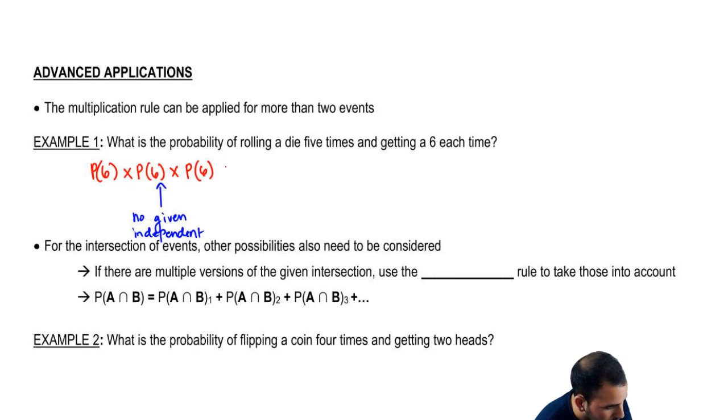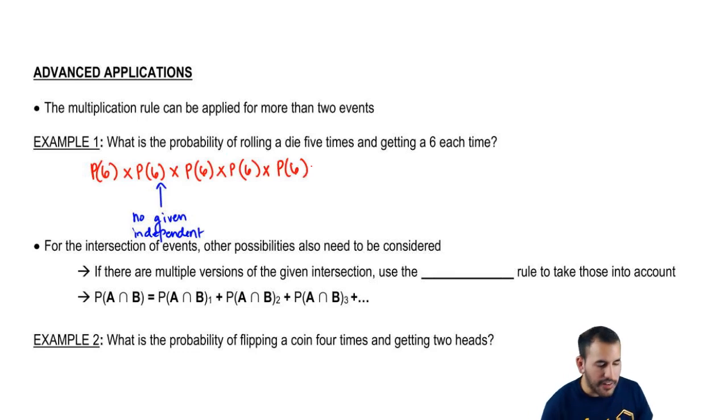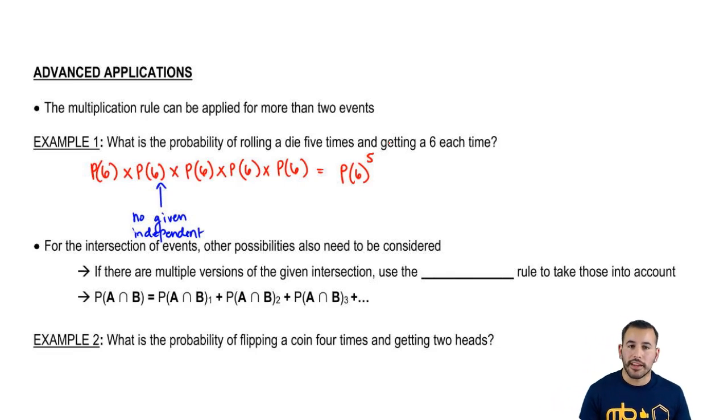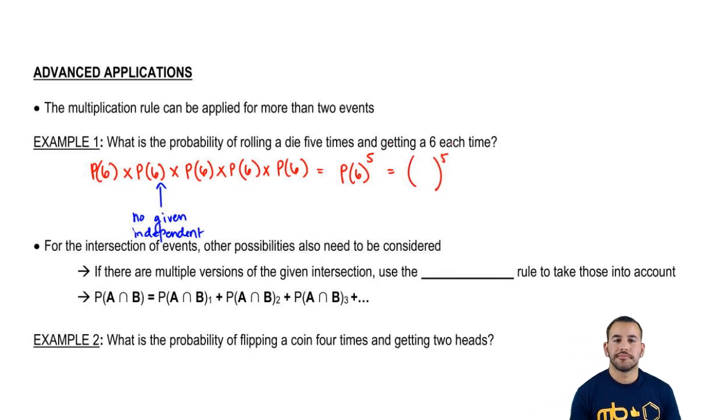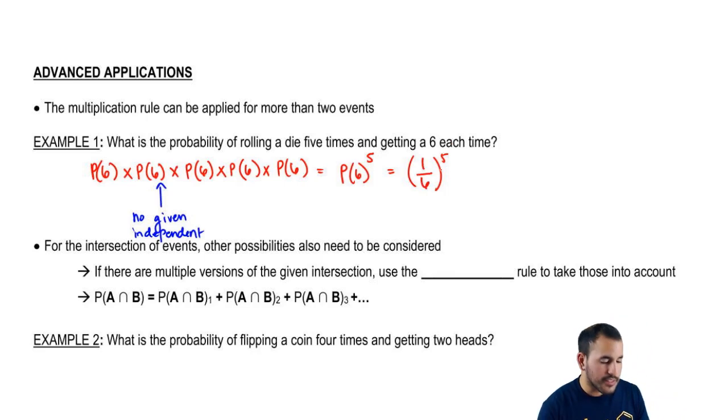Times the probability of getting a 6. And how many times are we rolling this die? 5 times, right? So the probability of getting a 6, 1, 2, 3, 4, 5 times. Essentially, this is like saying the probability of rolling a 6 to the 5th power, because we're multiplying 5 chances of getting a 6 over and over again. So what's the probability of getting a 6? There's only one 6 on the 6 faces of a die, so it's 1 out of 6.